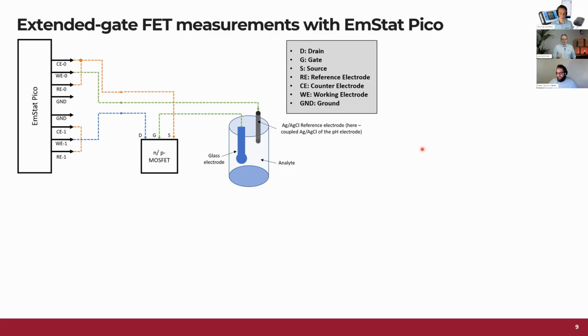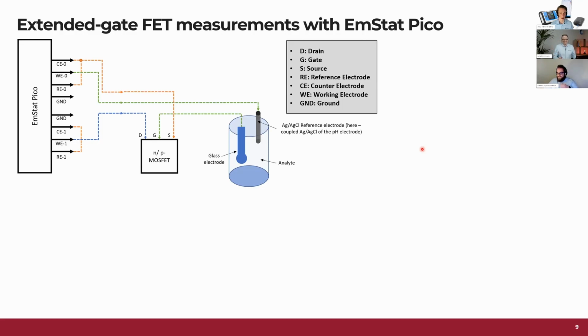Then you would need to connect both of the potentiostats as two electrode systems, one of them between source and drain, and the other one between gate and source, or gate and drain, and then it should work.